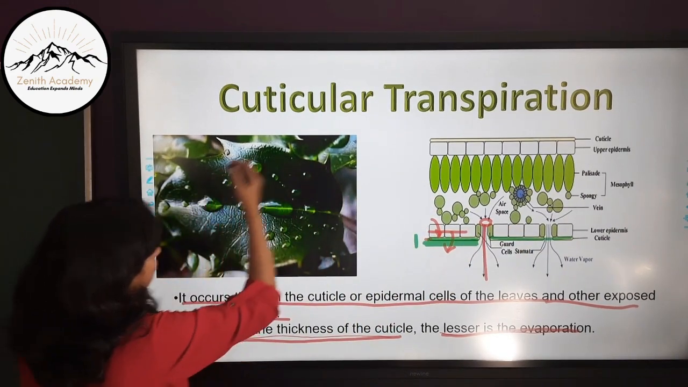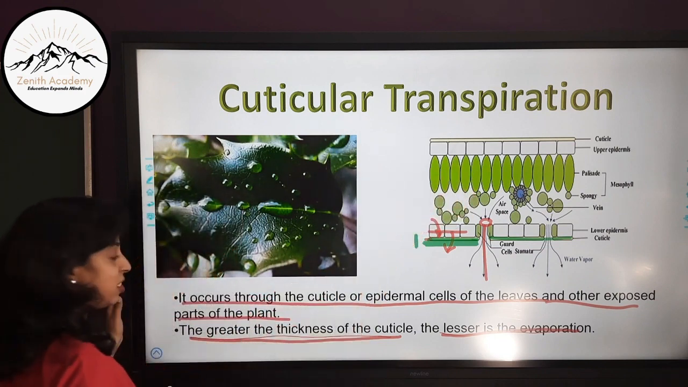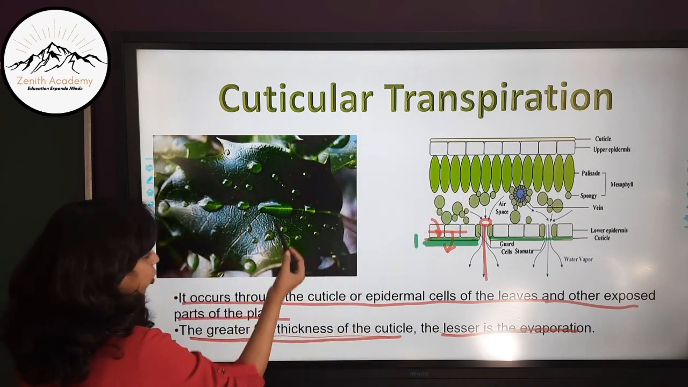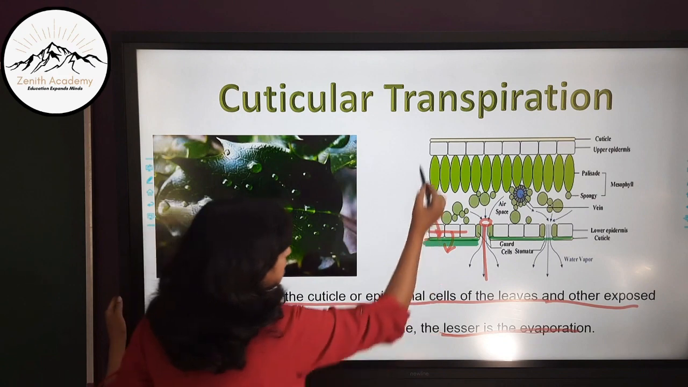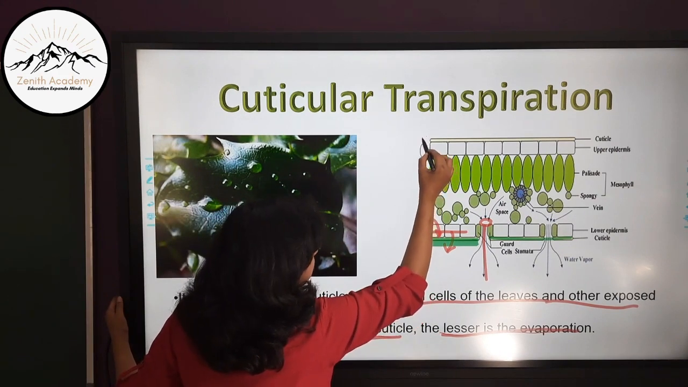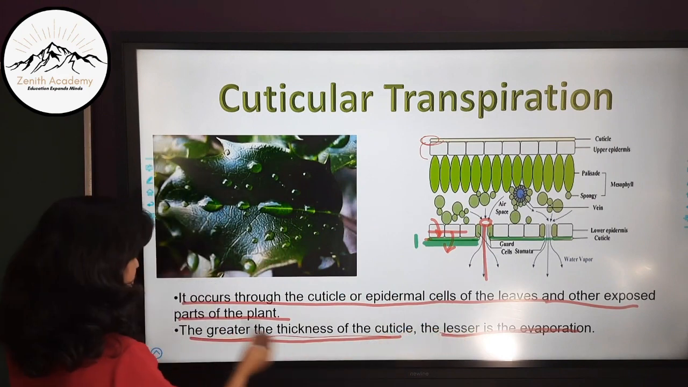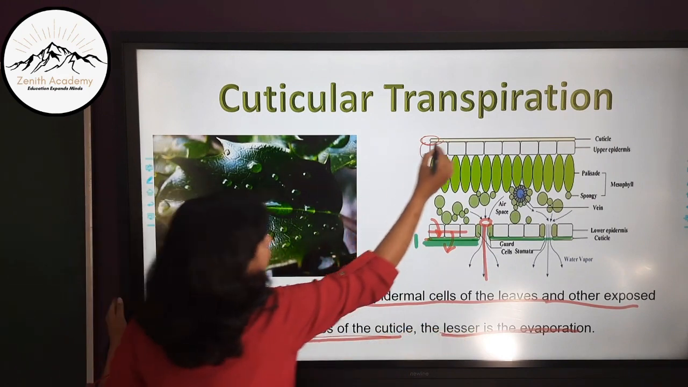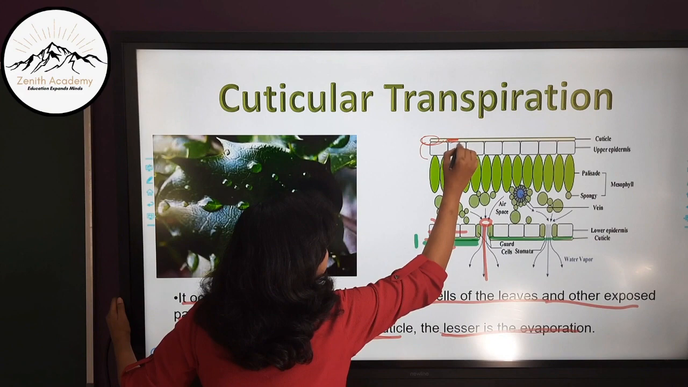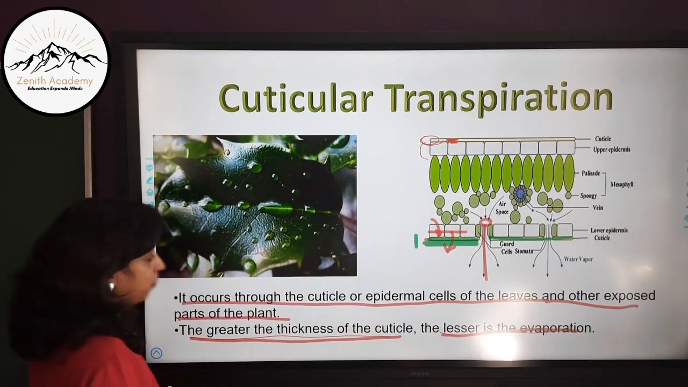So I again revise what is cuticular transpiration. It is the transpiration which occurs through cuticles or epidermal cells, through these cells or through this cuticle, and other exposed parts of the plant. The thicker this cuticle is, the lesser will be the evaporation.